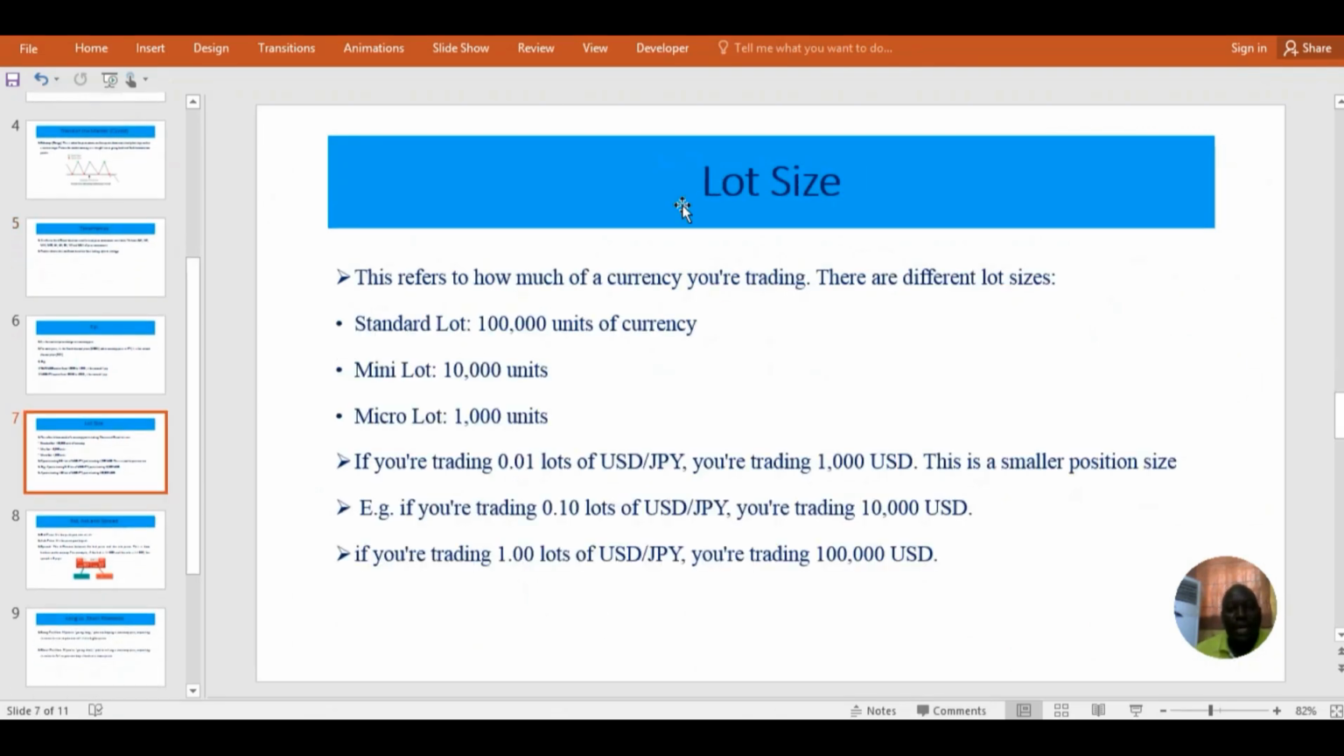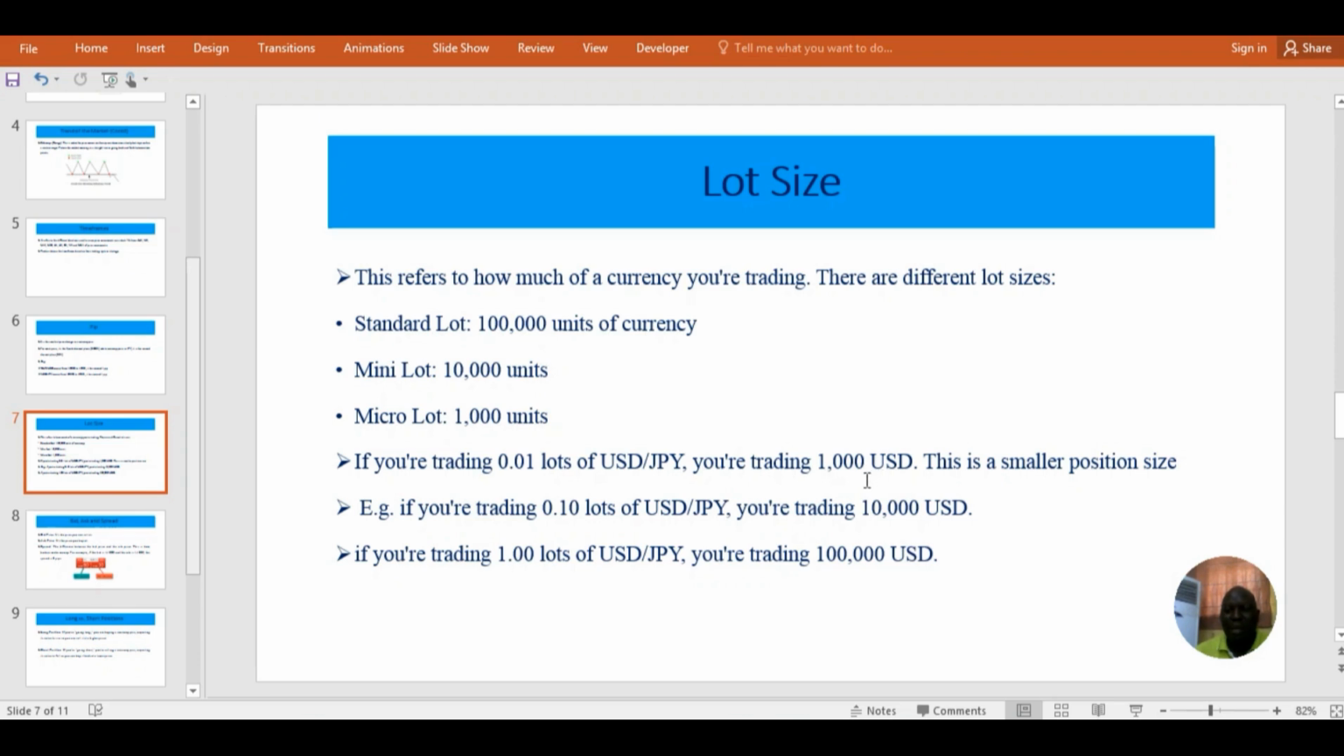When we call lot size, let me give you a good example. If you go to the market, you want to buy a phone of the same brand, different specification is going to cost you different numbers. So basically, lot size tells you the amount of money you are using to trade a particular currency pair. So we have the starting lots, the medium lots, and the micro lots. Every beginner is advised to use the micro lot.